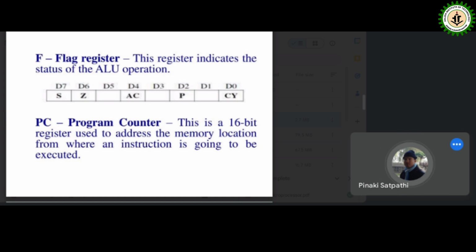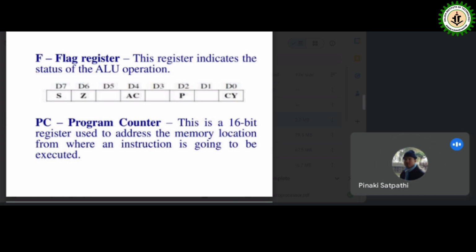This flag is set when there is an overflow from the fourth LSB during the execution of an arithmetic operation. Otherwise, it is reset. It is mainly used in BCD arithmetic. BCD means binary coded decimal arithmetic operation.